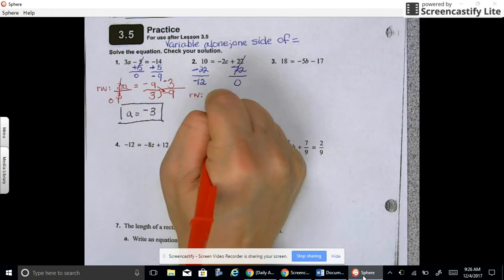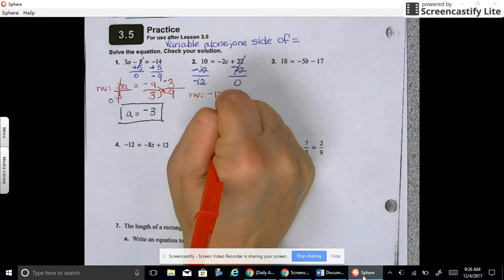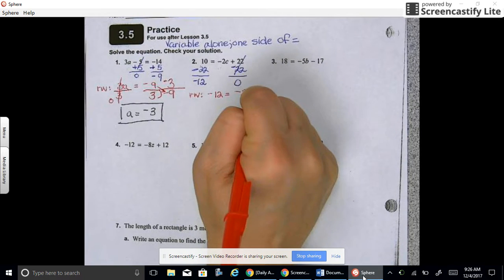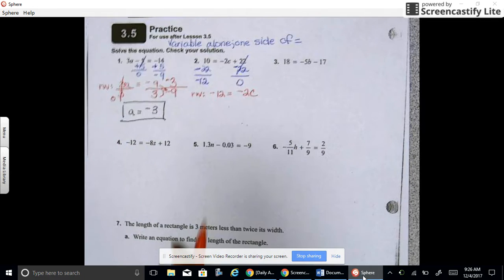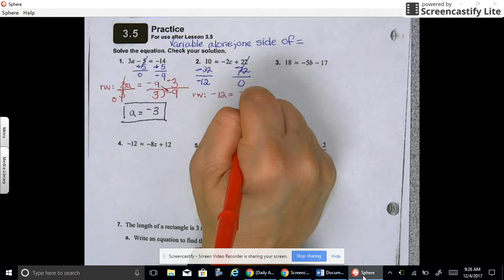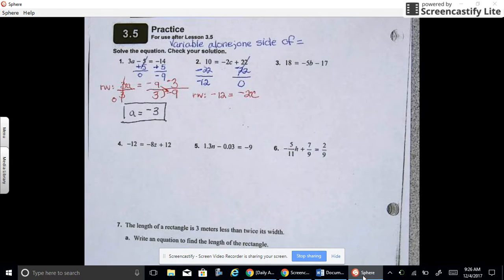So now I'm going to rewrite what I have left: negative 12 equals negative 2c. Now this is the same as our last problem. The number's just on a different side of the equal sign. So it's negative 12 equals 2c. Is 2c a multiply or a divide, Fabrizio? Whenever the letter and the number are smashed up together like that, there's that invisible multiply sign, right? So it's a multiply problem.